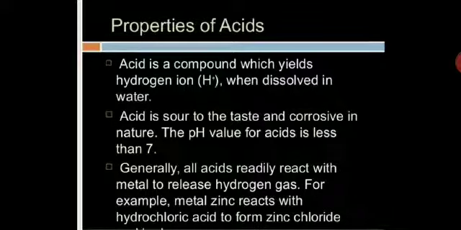The value of hydrogen potency, that is pH, the power of hydrogen, will be less than 7. Generally, all acids readily react with metals to release hydrogen gas. For example, when we react zinc metal with hydrochloric acid, it will form zinc chloride and hydrogen gas will be liberated. That we will see in the lab, and that gas which we check, we will bring near the flame, and we will get a pop sound. So that will indicate the presence of hydrogen gas. So any acid reacting with metals will always give hydrogen gas.